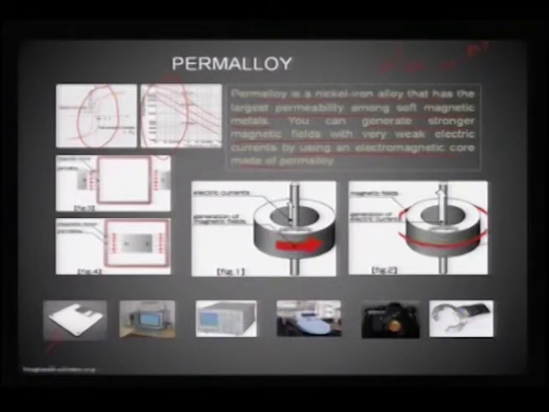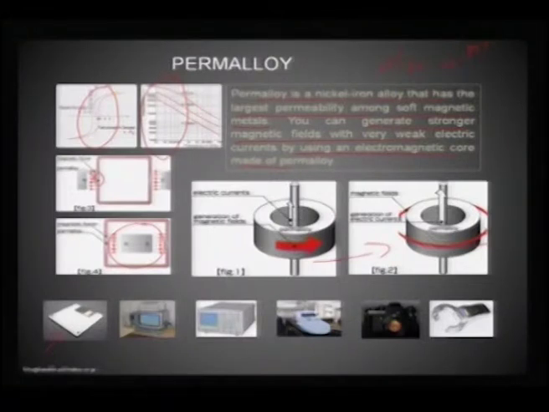So, you can see here, this is your permalloy ring, and using this with very small electric current, it is possible to generate or amplify the magnetic field. And not only that, we can try to block the magnetic flux from entering as a shield. It can block the magnetic field that is coming from outside, or it can be used as a gate, where you can confine the magnetic flux to a particular place, and that is why it is used in floppies, in disk.